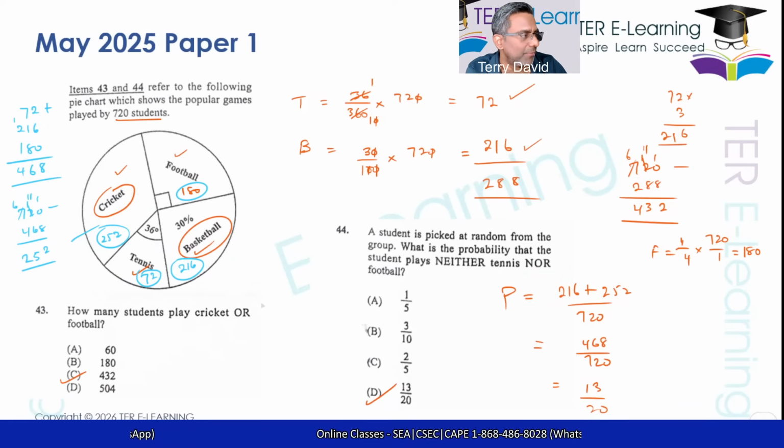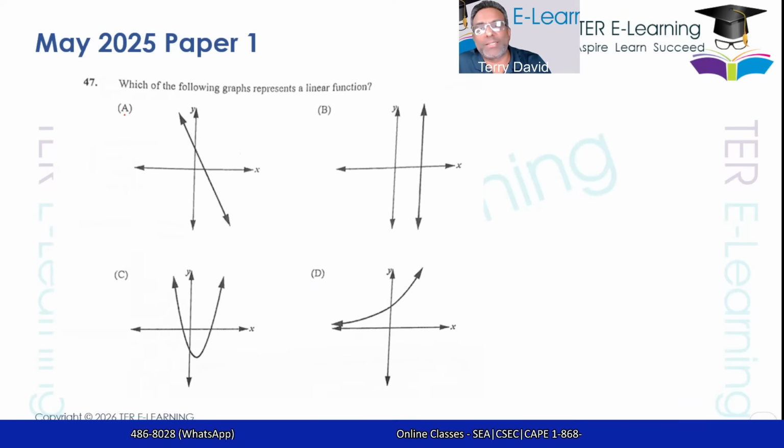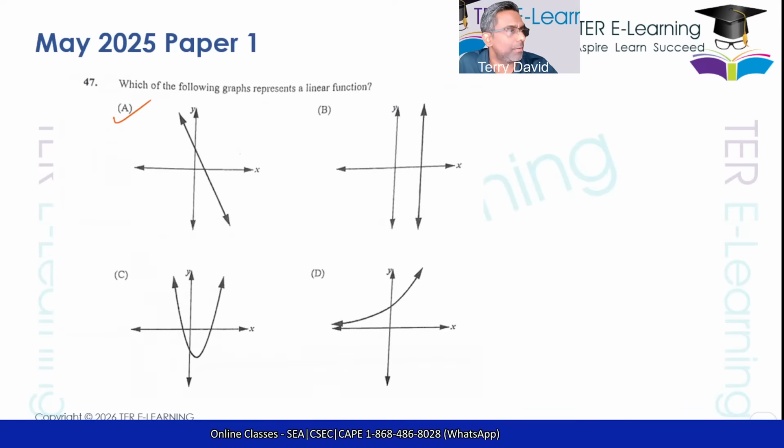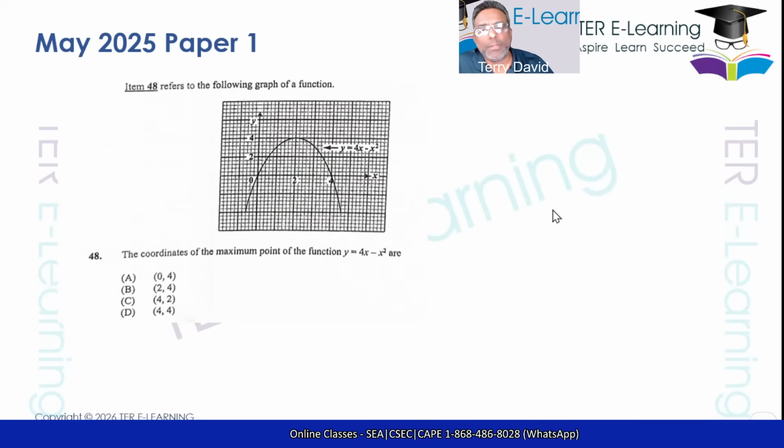All right, question 47, right? So I just did this with my Form 4 class there, giving them the same question just now. All right, which of the following represents a linear function? The answer is going to be A, right? Not B. The answer is A. They want the coordinates of the max point. So this here is going to be 2, 4, right? I think they've changed up which answer is which. So the answer is 2, 4.